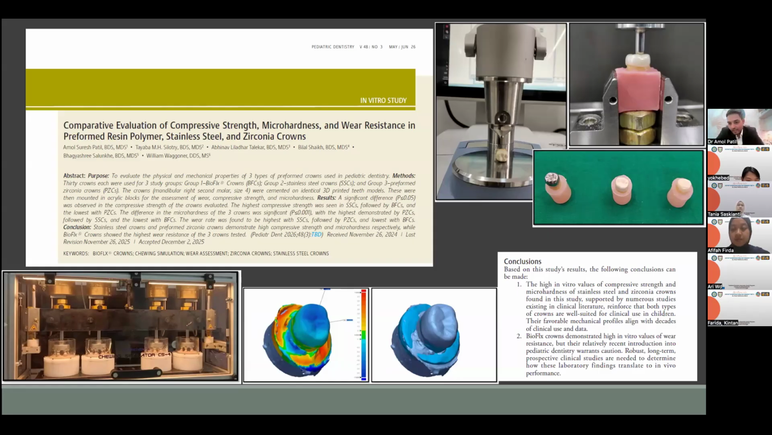And the results we achieved were that Biflex crowns demonstrated high in vitro values of wear resistance, but their relatively recent introduction into pediatric dentistry warrants caution. So when we are using them, we need substantial data. Right now, we only have 2 to 3 years of data from certain clinical trials and certain in vitro trials, which are stating it is good. But still, a long-term clinical trial is required, because a robust long-term clinical trial will determine whether these crowns are going to last or not.